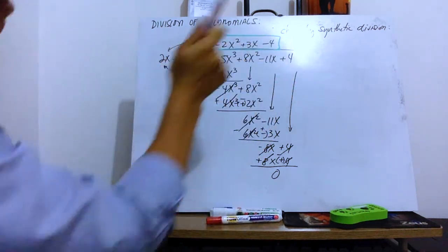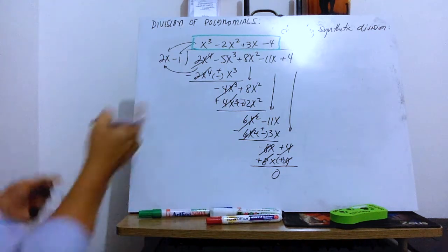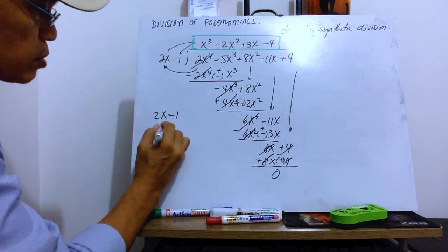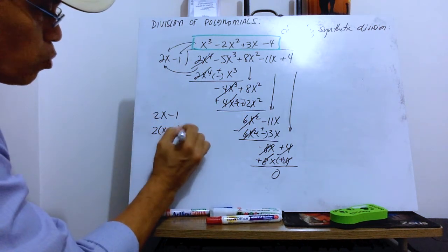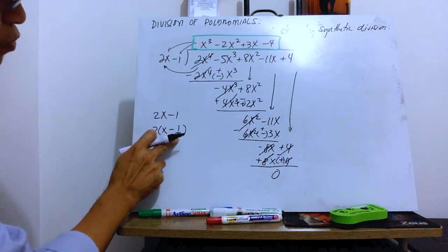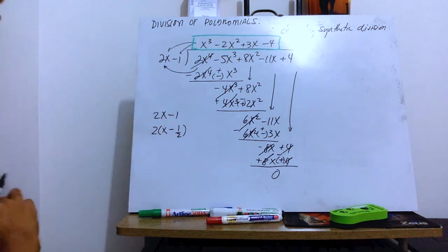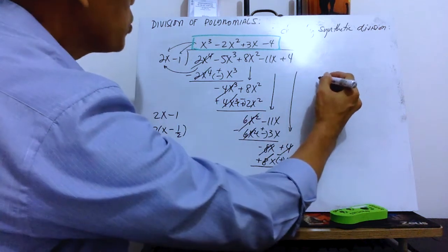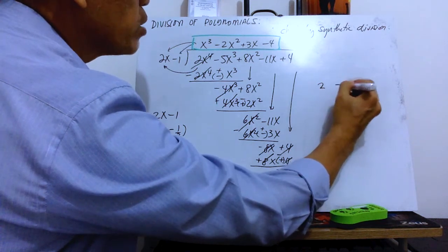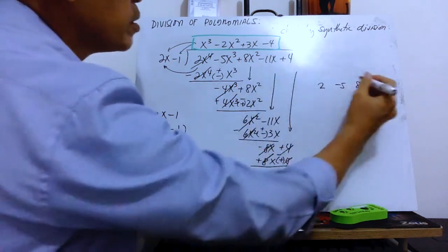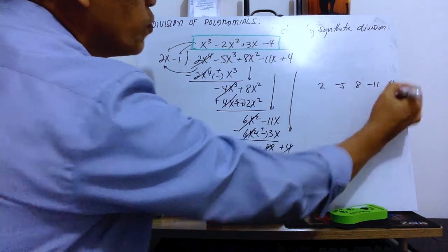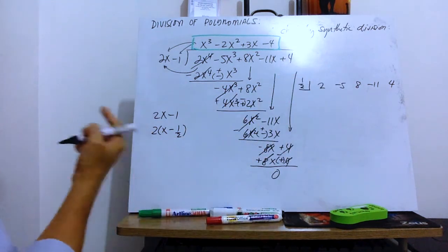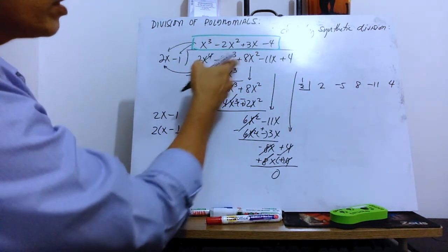Okay, let's check by synthetic division. This is 2x minus 1. Factor out the 2. Parenthesis, x minus 1 half. Because 2 times 1 half will give us 1. Okay, always check. So our divisor will be positive 1/2. So let's write the coefficients. 2, negative 5, 8, negative 11, and then 4. Our divisor is positive 1/2, as you can see here.